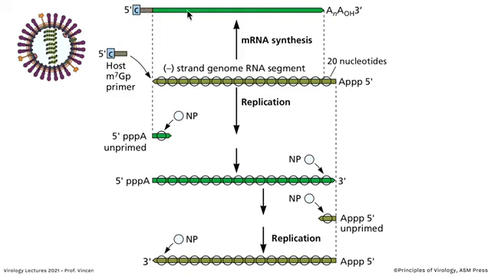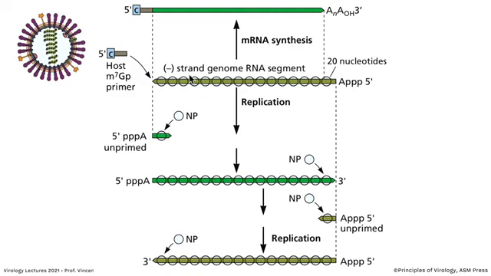Now, the polymerase makes an mRNA from each segment, but it doesn't actually copy the whole segment. It stops about 20 nucleotides short and then polyadenylates it. And you may be saying, why does it do that? No, not why, but what's the function of that? And I will tell you in a moment the reason, or the function, for stopping.